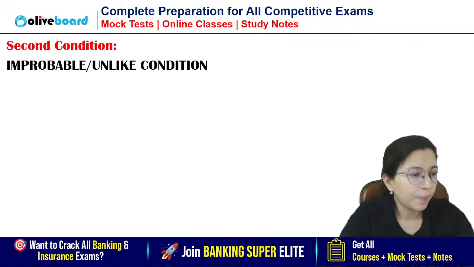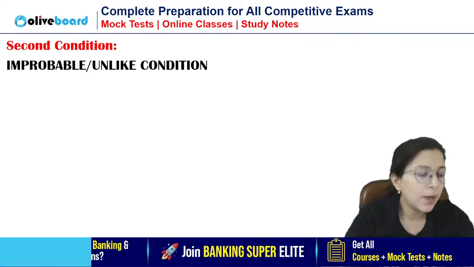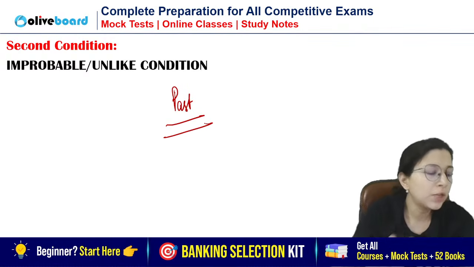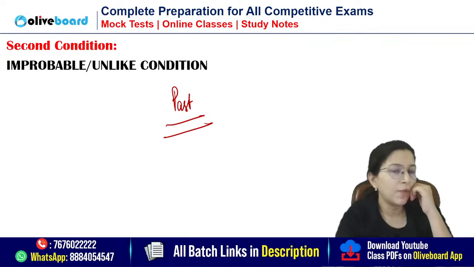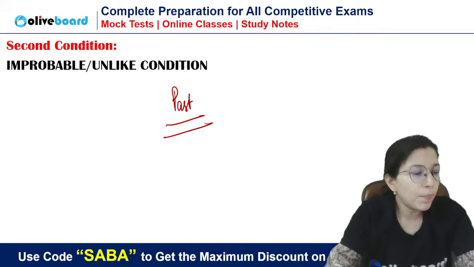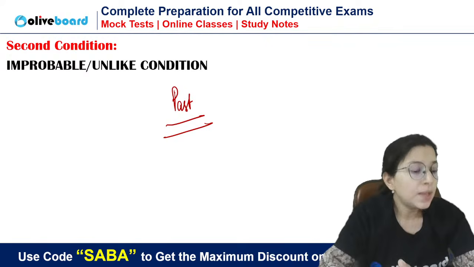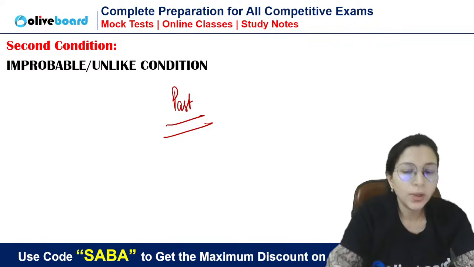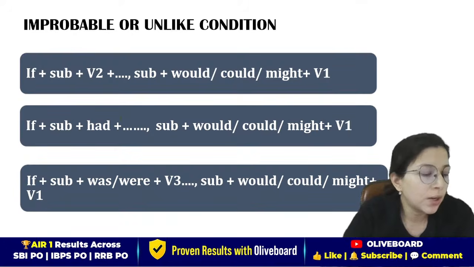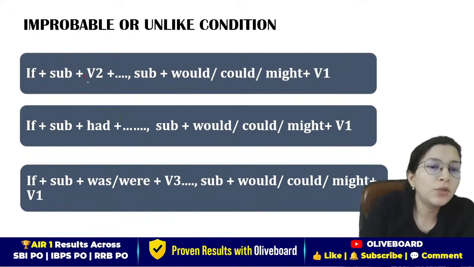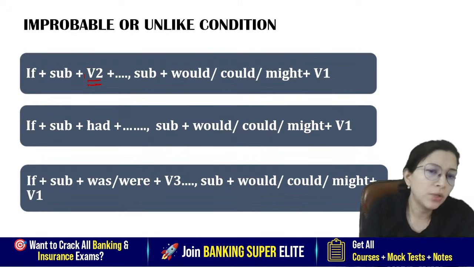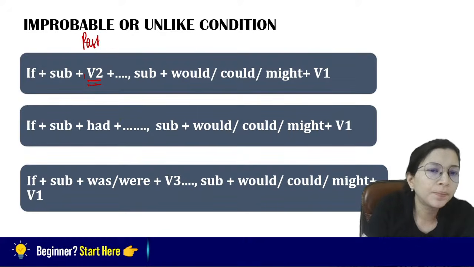Coming to second condition. Second condition is nothing but the past version of first condition. Remember that. If you remember it this way, it will become very easy. But the usage is different. Second condition we use when we talk about an improbable or unlikely condition, something that is less likely to occur. As I told you, it is the past version of first condition. So here you will use subject plus V2 in place of V1. The subordinate clause will be in past indefinite.